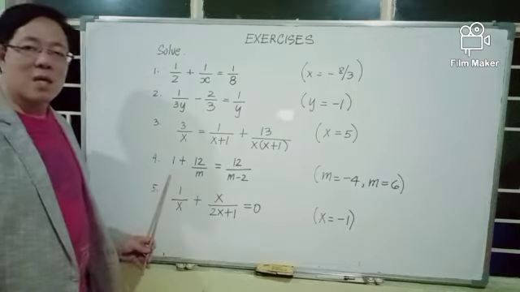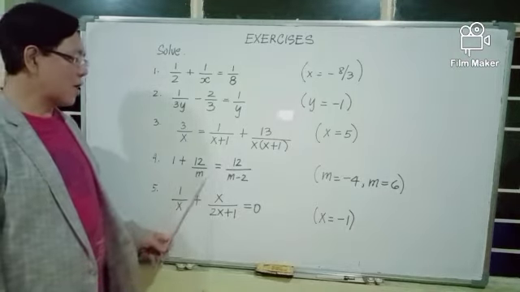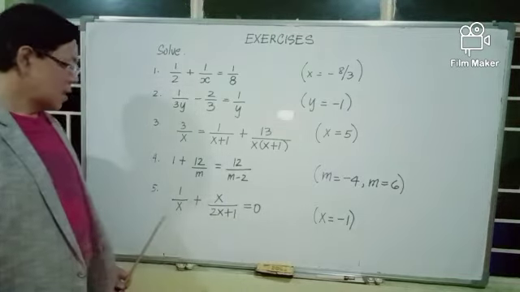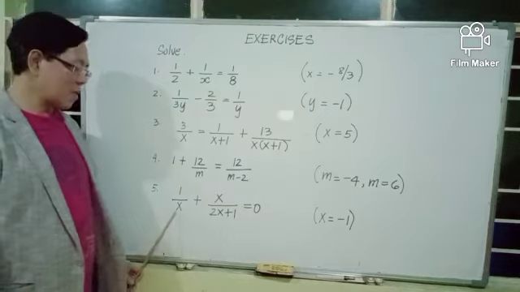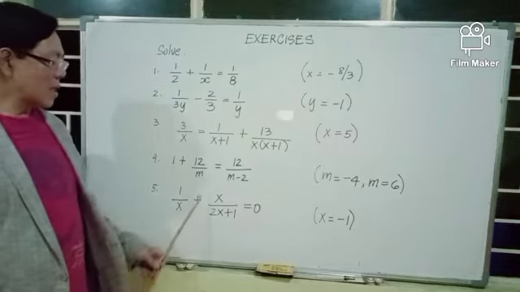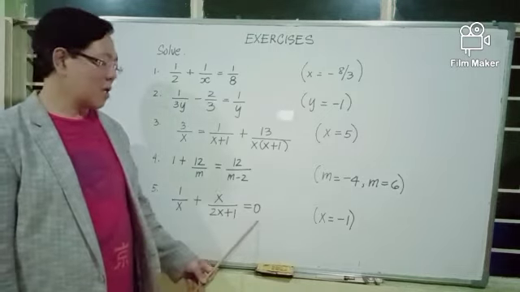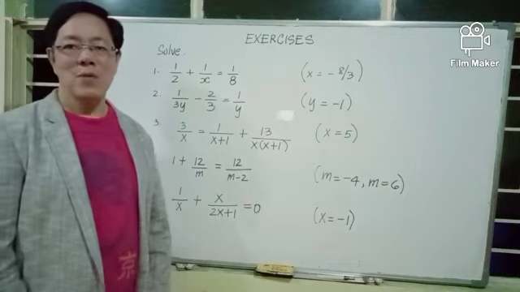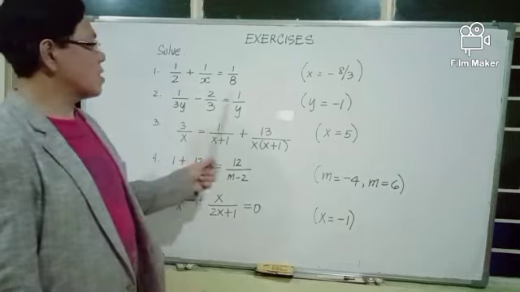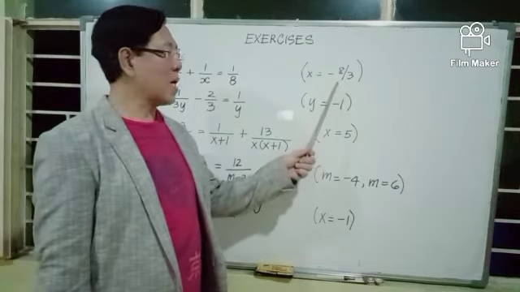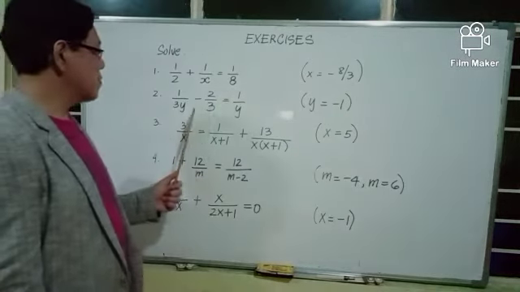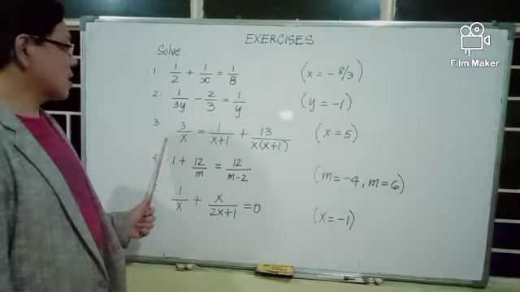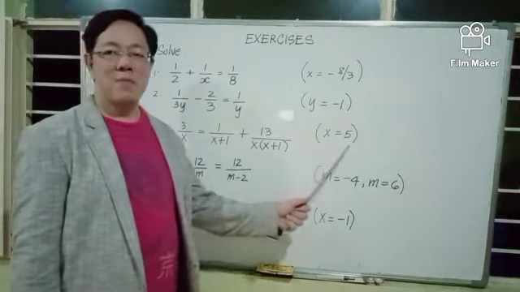In number 4, we are given 1 plus 12 over m equals 12 over m minus 2. In the last rational equation, we are given 1 over x plus x over 2x plus 1 equals 0. And for you to be able to check your answer, I give you the answers. For number 1, the value of x is negative 8 over 3. For number 2, the value of y is negative 1. For number 3, the value of x is 5.